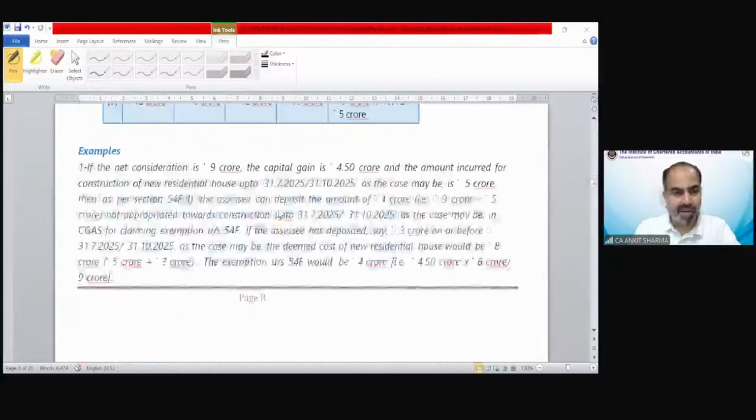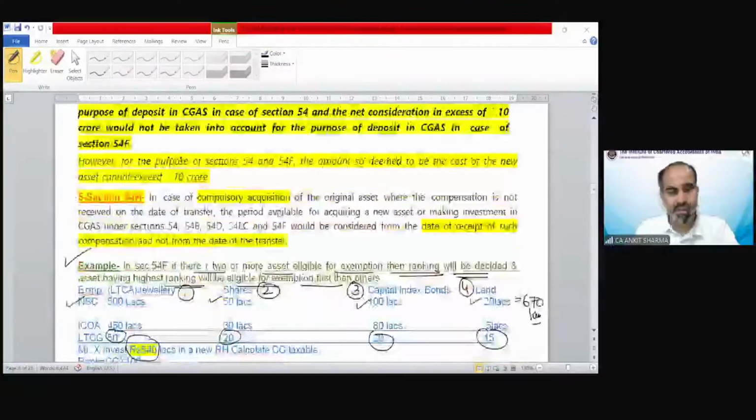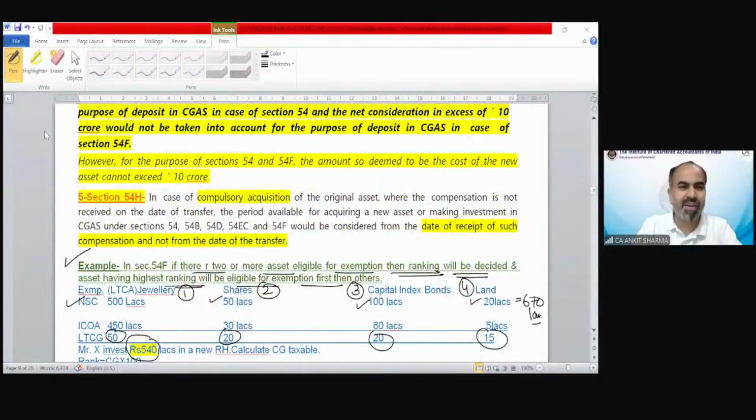Before that, we are going to discuss section 54H. It's a very small section, you can see, and it's not an exemption. Sections 54, 54B, 54D, 54EC, 54F are exemption sections. But section 54H is a clarification section for these exemptions.